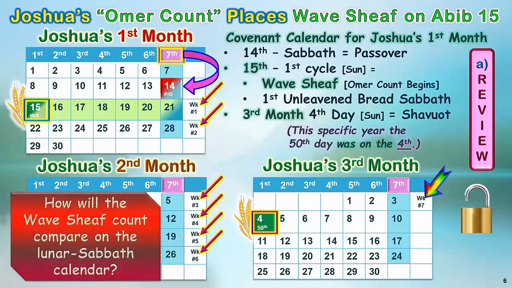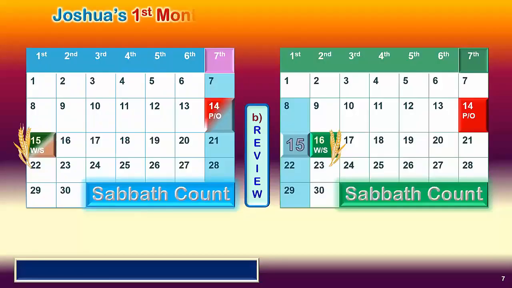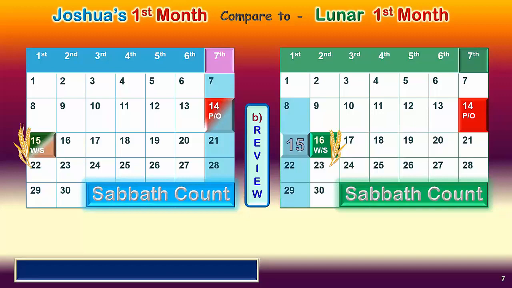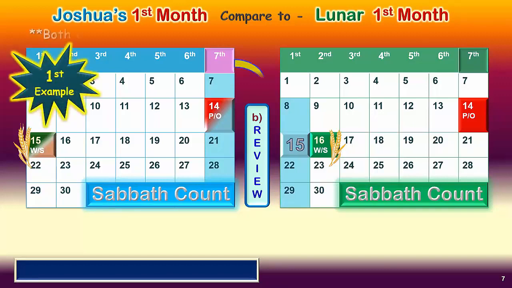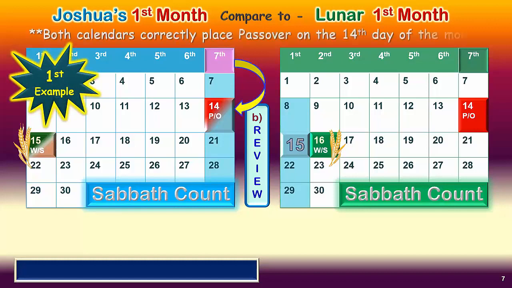How will the wave sheaf count compare on the lunar Sabbath calendar? We're going to take a little bit of a detour here, and we're going to look at a lunar calendar. And this one is the end of review A. Here's review B, Joshua's first month, and we're going to compare it to the lunar first month. This is the first example. There's going to be another one coming.